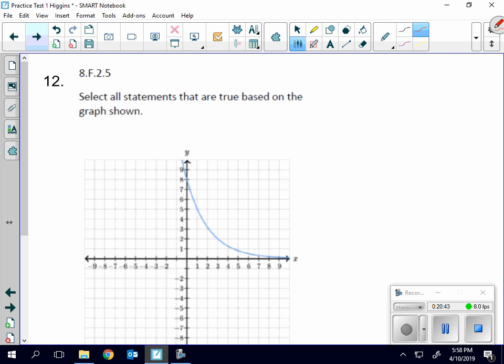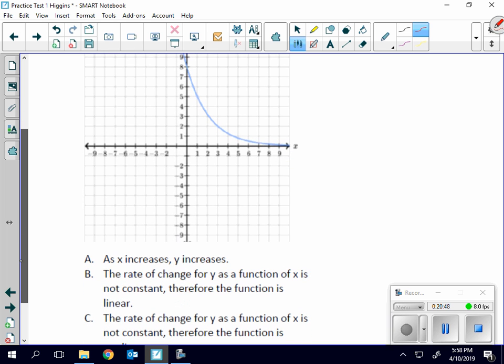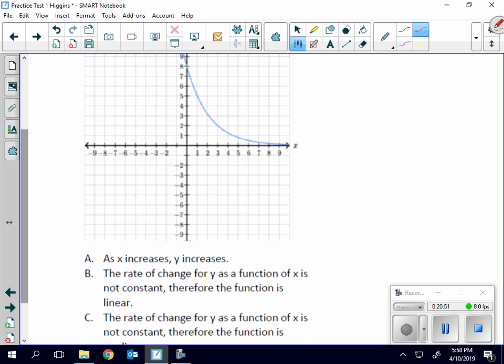All right, select all the statements that are true based on this curve here, this graph of a curve. All right, as x increases, y increases. So as x increases, look at the number line for the x-axis here, which is your horizontal axis. Find out which direction it increases. That would be when we go to the right. So as we go from left to right here, is this graph increasing? No, it is not. It is decreasing, right? It's going downwards to the right. So nope, that's not true.